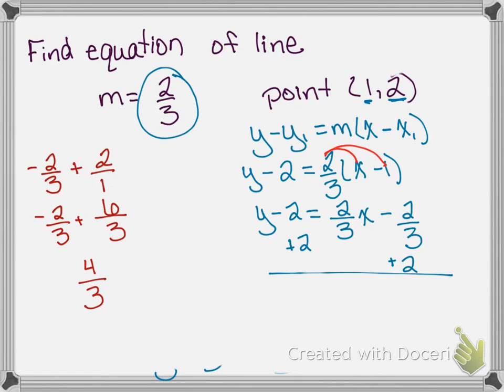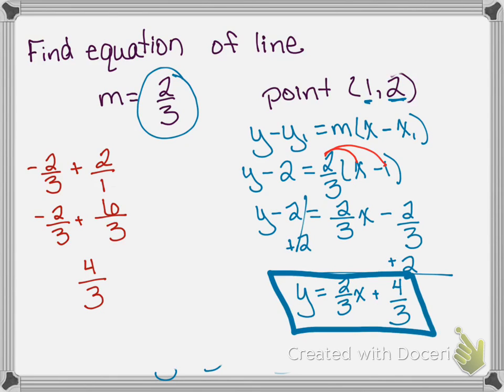Okay? So once I've added 2 to both sides, I'm left with y equals 2/3 x plus 4 over 3. And so this is my final answer right here. That's my final answer.